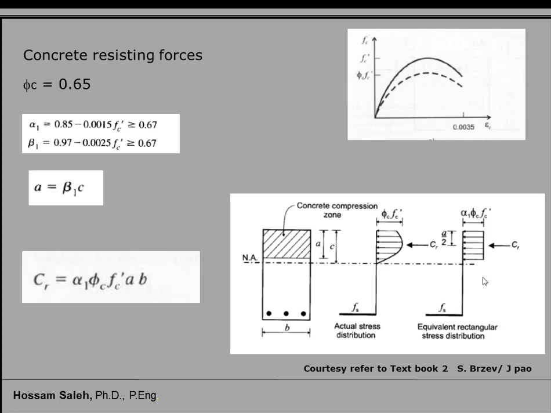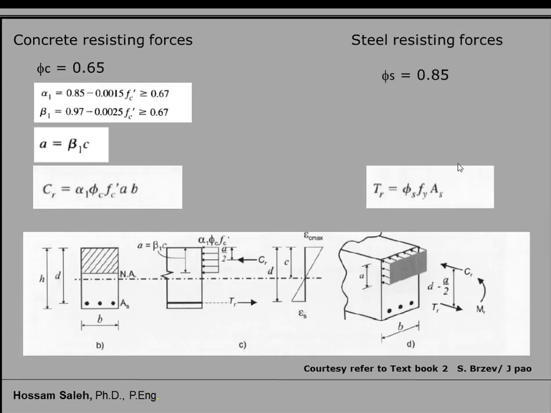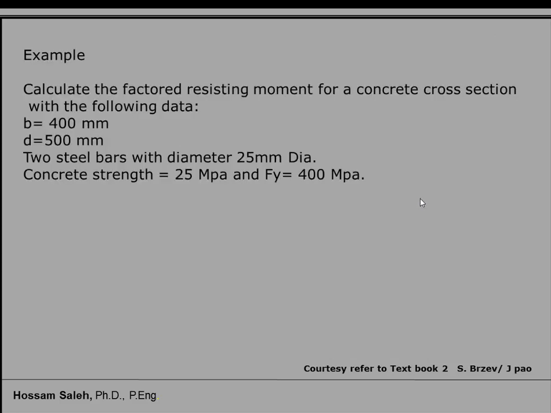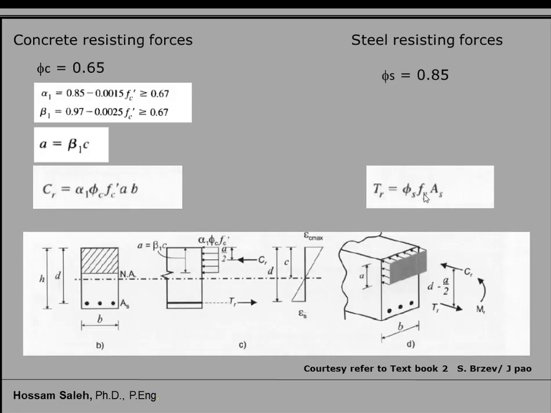Now the second step is to calculate the Fs. To calculate the force in the steel, we have to create a balanced force, which means that the compression in the concrete will equal the tension force in the steel. So to calculate the Fs, I have to use the tensile force equal to phi s times Fy, which is the yield strength of the steel, times the area of steel.